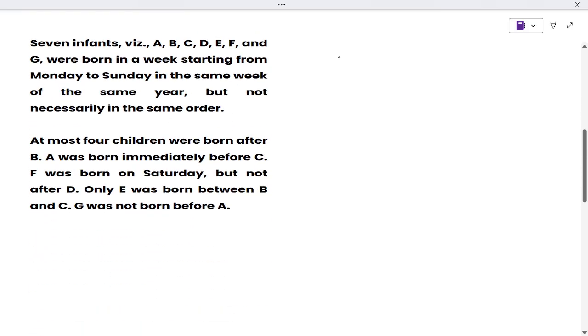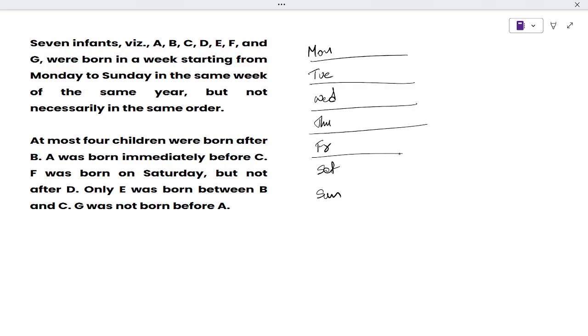For the next puzzle, we have 7 infants: A, B, C, D, E, F, and G, who were born in a week starting from Monday to Sunday. If they don't mention Monday to Sunday, then you always start from Sunday to Saturday. But since here it's mentioned Monday to Sunday, we need to start from Monday. So Monday, Tuesday, Wednesday, Thursday, Friday, Saturday, and Sunday.